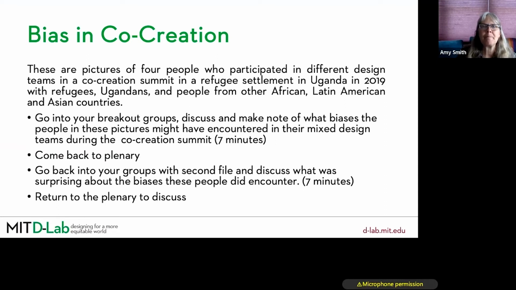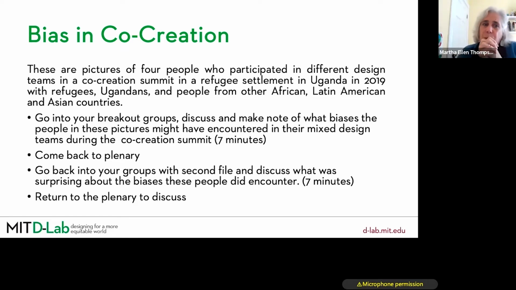Martha? Okay, so we want to do one of the activities that we have in the toolkit around bias and co-creation. Each group is going to get pictures of 4 people who participated in different design teams in a co-creation summit in the refugee settlement in Uganda in 2019. In that co-creation summit, there were refugees, Ugandans, and people from other Latin American, African, and Asian countries, and all those people divided up into different teams to work on projects.